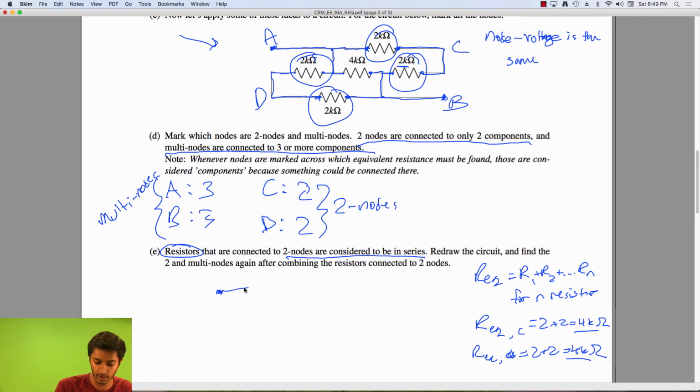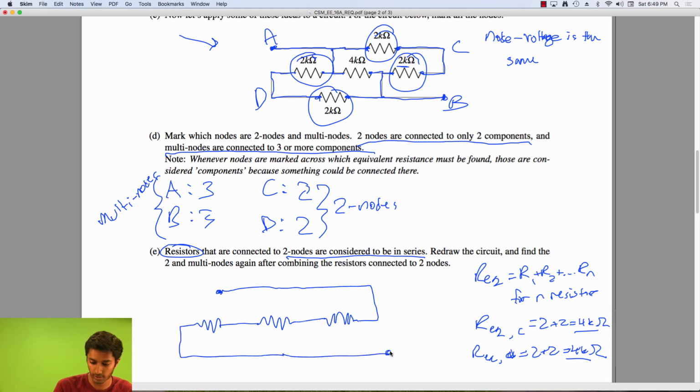So we have our node A, we can draw this like this, and then we have one resistor here, our original resistor, and then our other resistor, and then we just keep going like this, and we end at node B. And we draw these back in. And these are all 4K ohm resistors. And there we go. That's how we redraw the circuit.